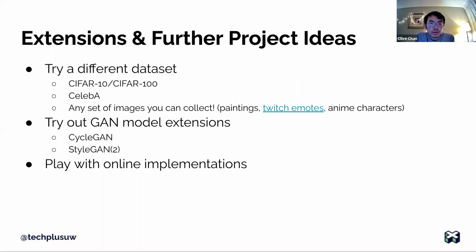You can also use different data sets. CIFAR is a really low resolution object data set, and you can use those images to try to create an object classifier. You have CelebA, which is a very large data set of very high resolution celebrity images. And you can also just get any set of images you want. So paintings, I have a project using Twitch emotes, anime characters, anything like that.